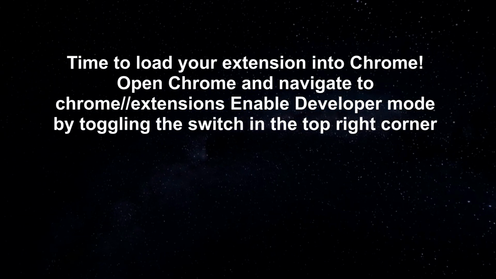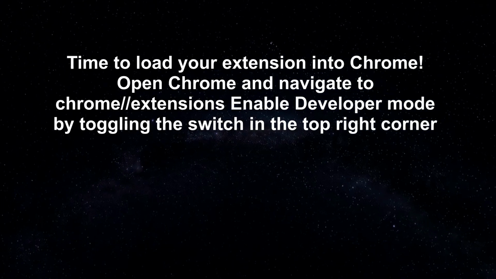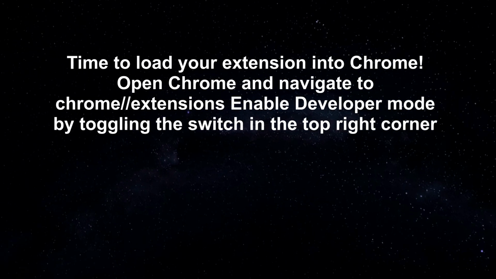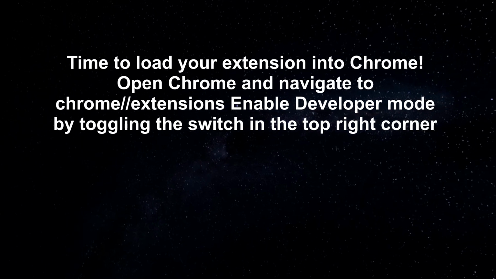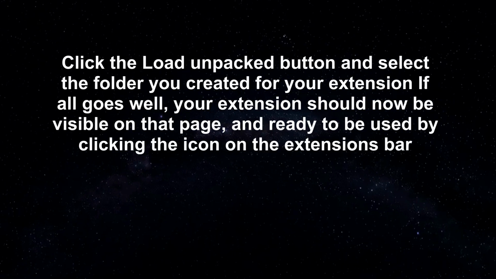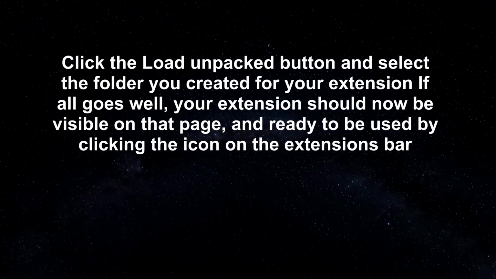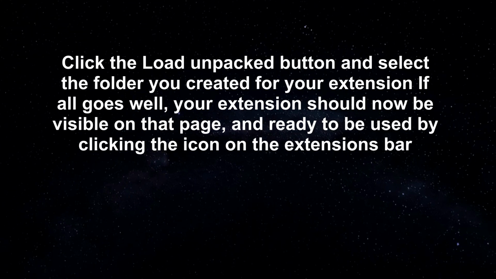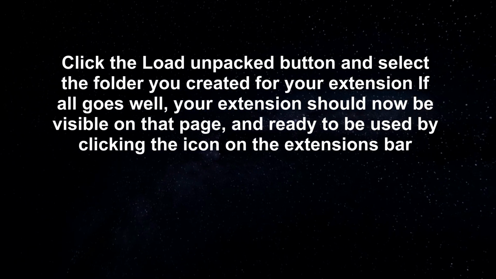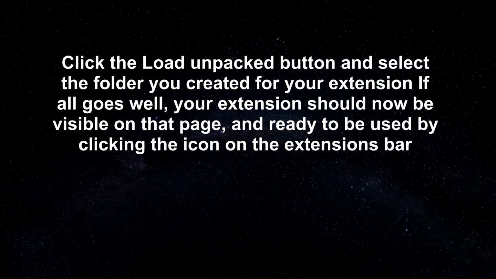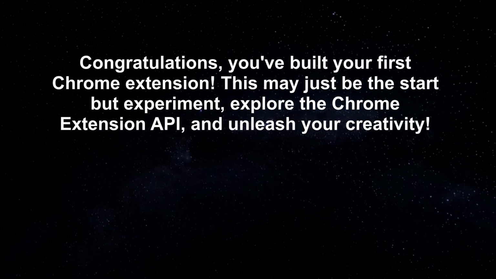Time to load your extension into Chrome. Open Chrome and navigate to Chrome://extensions. Enable developer mode by toggling the switch in the top right corner. Click the Load Unpacked button and select the folder you created for your extension. If all goes well, your extension should now be visible on that page and ready to be used by clicking the icon on the extensions bar.